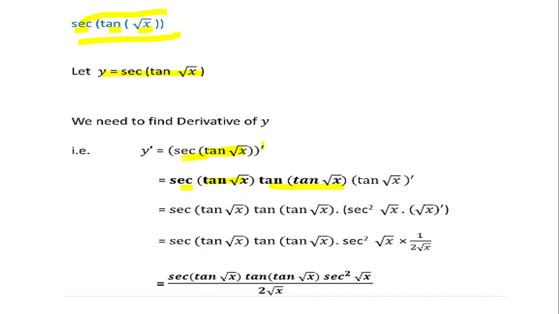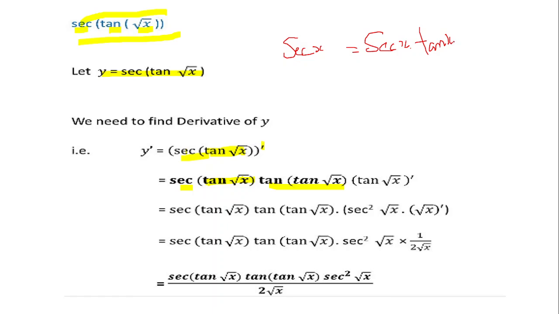So this differentiation will go to secant x into tan x. This is the formula for secant x differentiation. So secant of tan root x into tan of tan root x. Why? Here I am having tan root x in place of x. Let me use a pen now. See, we should be knowing secant x differentiation. Secant x differentiation is secant x into tan x.